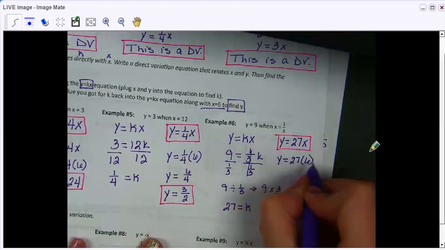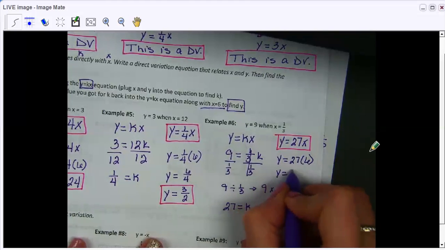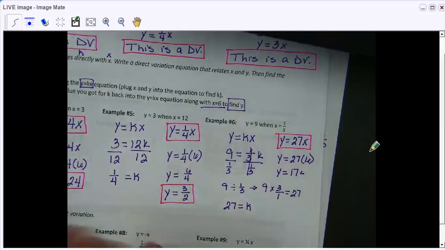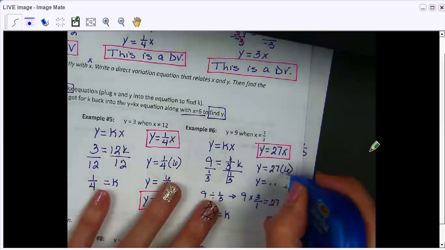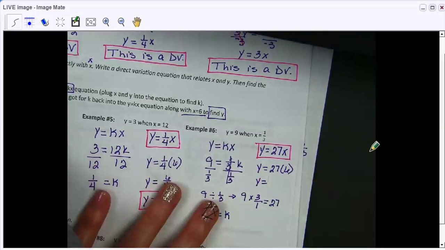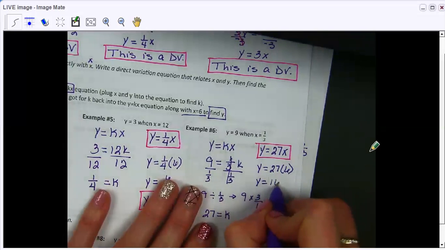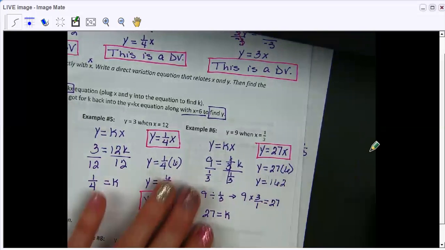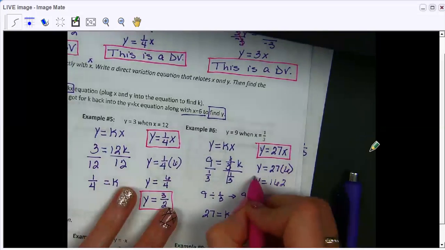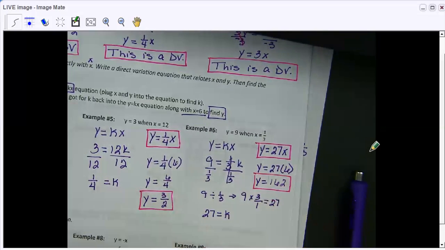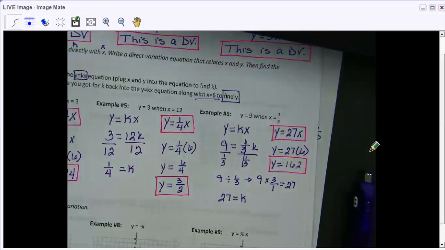What'd you get? No. 174? Hold on. So it'll be 162. Okay, there we go.